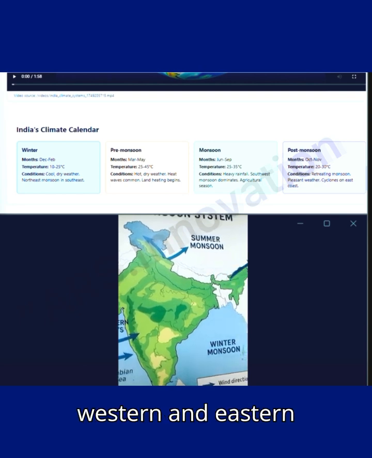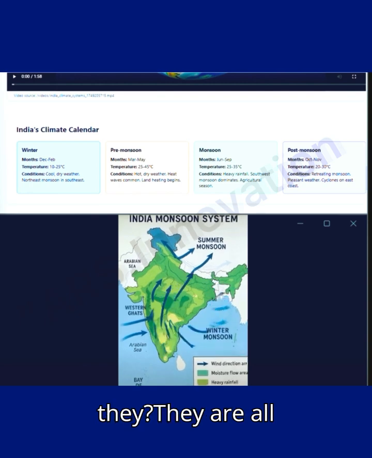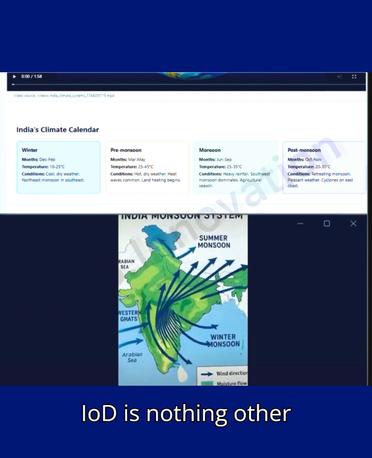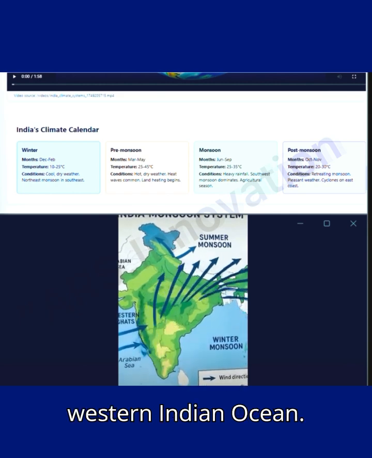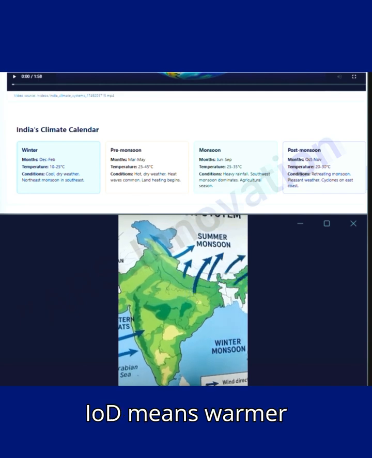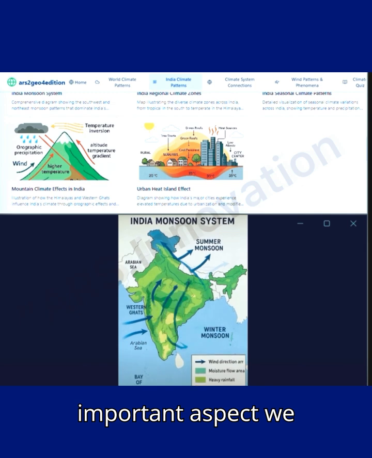So what is Indian Ocean dipole? Indian Ocean dipole is nothing but the temperature difference between the Western and Eastern Indian Ocean. It can be classified into two types: positive IOD and negative IOD. Positive IOD means a warmer Western Indian Ocean, which will bring more rainfall to India. Oppositely, negative IOD means a warmer Eastern Indian Ocean.